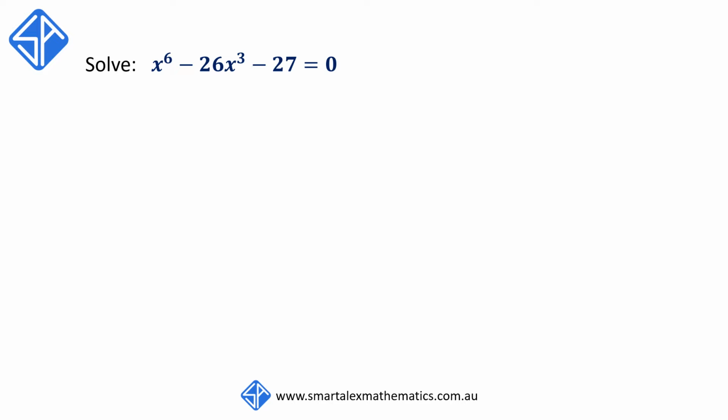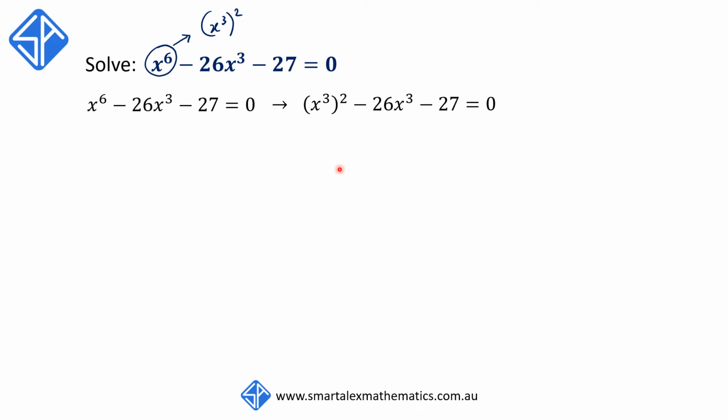We can reduce this to a quadratic equation by recognizing that this term x to the 6 can also be rewritten as x cubed all squared using the index law. Using this trick, we can now rewrite this entire equation as x cubed all squared minus 26x cubed minus 27 is equal to 0. Our next step is to introduce the variable u. We're going to say let u equal x cubed, and we're going to replace all these x cubed terms with u so that we have a quadratic equation in terms of u, which is u squared minus 26u minus 27 is equal to 0.